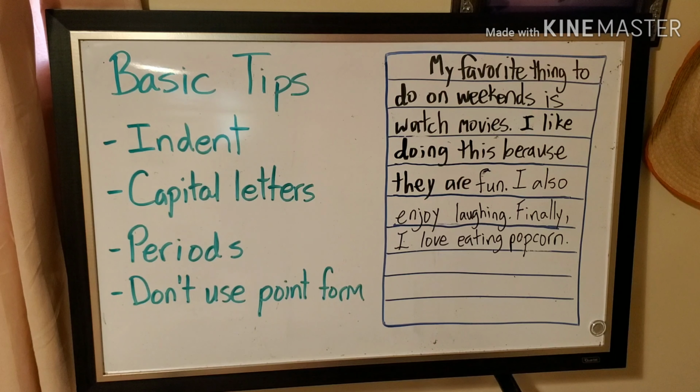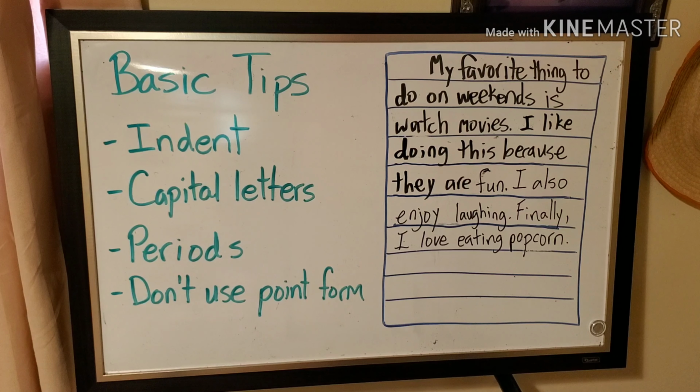So now, as you can see, I erased the point form information and wrote the stuff back in sentence form. This is what a paragraph looks like. It's all sentences, and it has capital letters at the starts of sentences, periods at the end. It has an indent in the top, and all of those sentences are related to the first sentence. Okay? So those are the basic elements, the basic tips on how to write a paragraph.